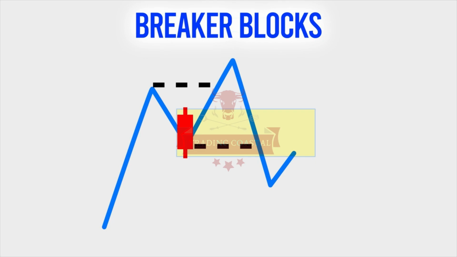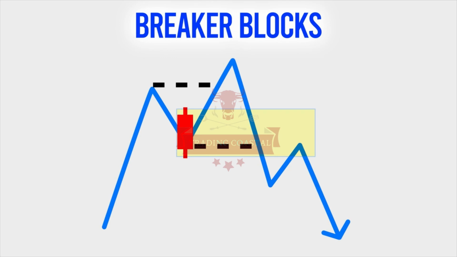The psychology behind the breaker blocks lies in trapping traders who went long in the order block, making them wait for the price to return to their break-even point to close their long positions without a loss. Additionally, other traders will go short in this area, perceiving it as a key supply zone. The outcome of this double action leads to a price reversal from this particular area.